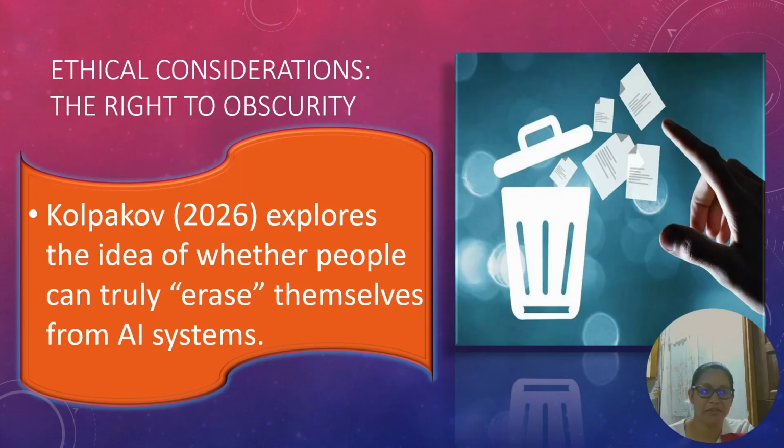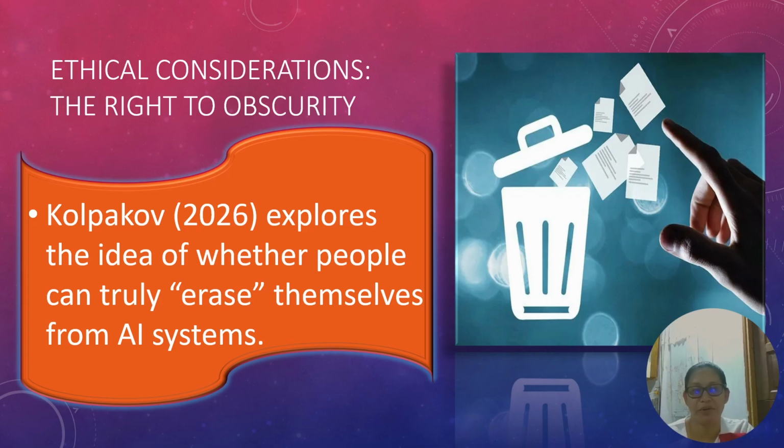So let's look at some ethical considerations. The right to obscurity. Now, Carl Pavok 2026 was exploring the idea of whether people can truly erase themselves from AI systems. And while there are certain laws that let individuals request the deletion of personal data, AI complicates this because it doesn't store information like a traditional database. It learns from patterns, making simple deletion nearly impossible.